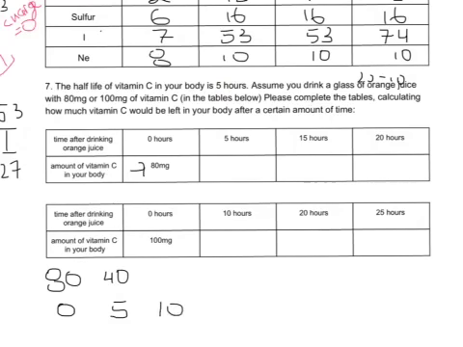After another 5 hours, 40 divided by 2 is 20. After another 5 hours, 20 divided by 2 is 10. After another 5 hours, 10 divided by 2 is 5. After another 5 hours, 5 divided by 2 is 2.5.